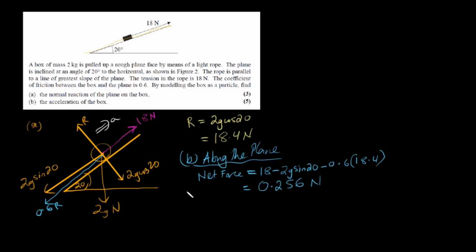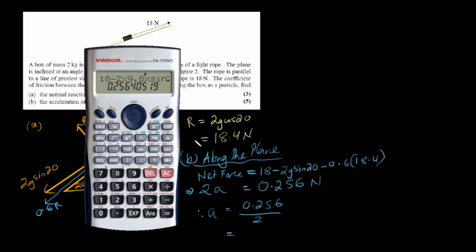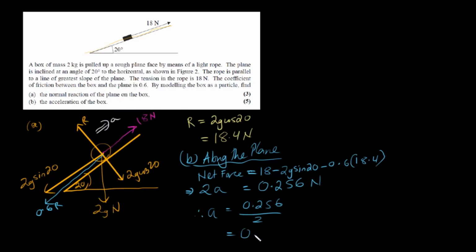So we know net force is mass into acceleration. So mass is 2 kg and acceleration is unknown. Therefore, acceleration is 0.256 divided by 2, and acceleration is going to be 0.13 meters per second squared.